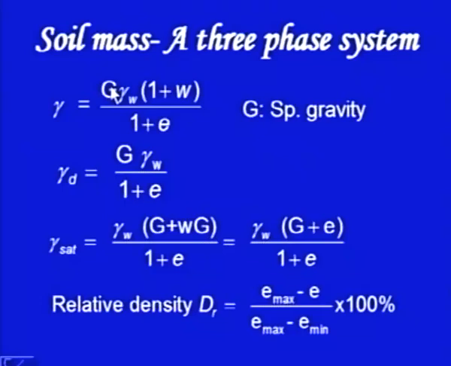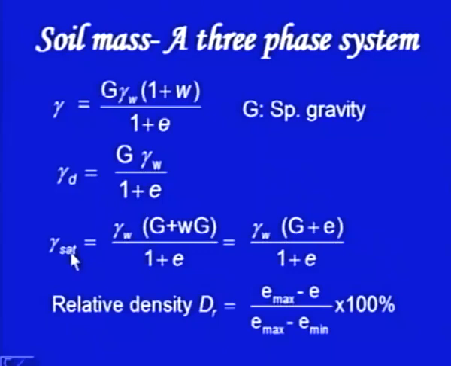Here G is specific gravity, w is moisture content and e is the void ratio, gamma is the unit weight. And if you want to know the dry unit weight, gamma d will become G into gamma w. Here this w becomes 0 in case it is dried. So, G into gamma w upon (1 plus e).